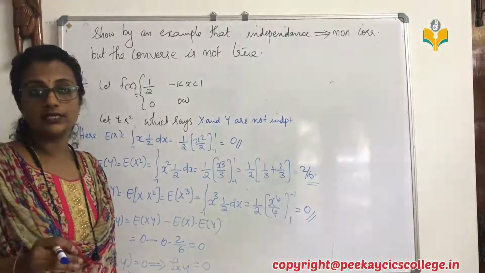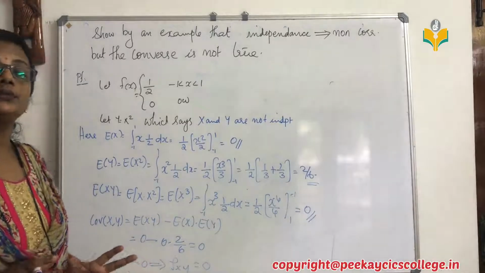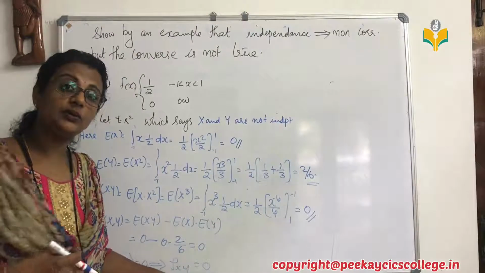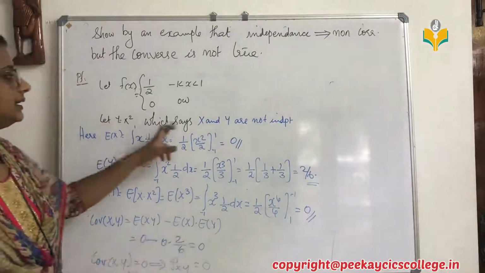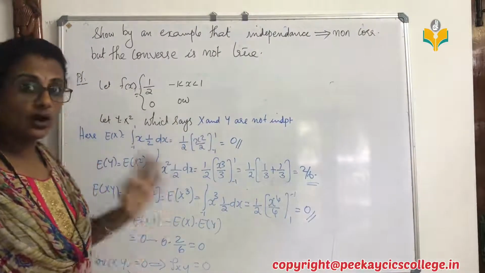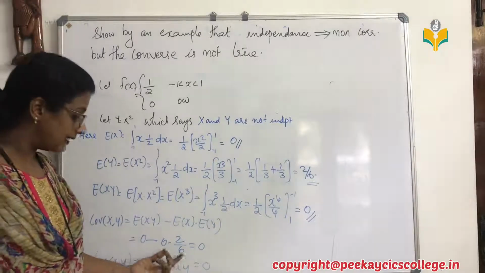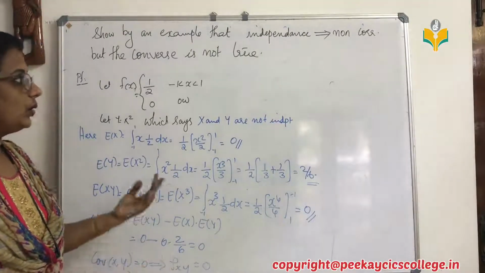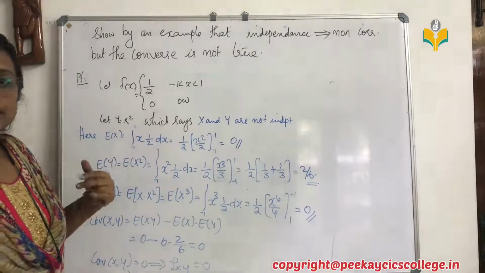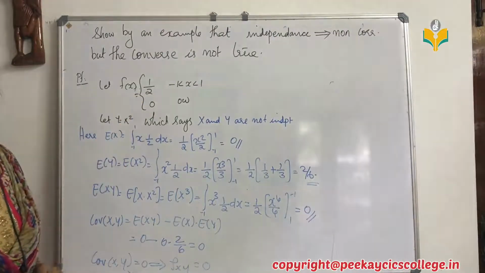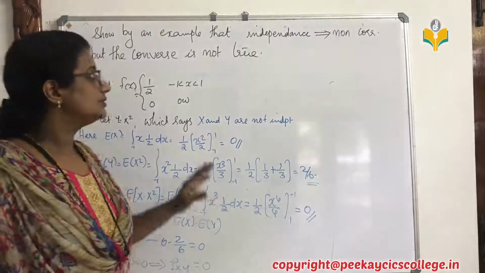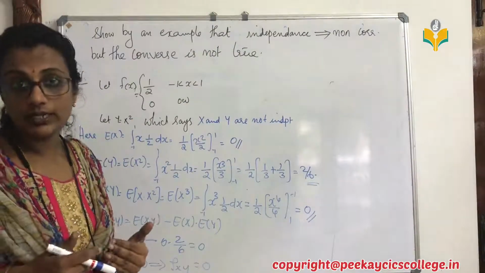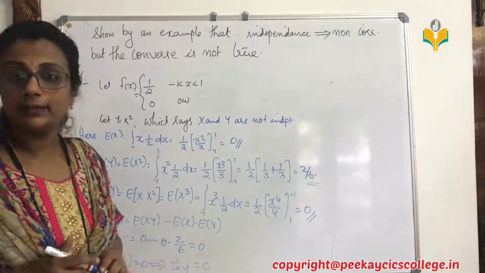We know that if covariance of xy equal to 0, then rho xy must be equal to 0, which means the correlation is equal to 0. Here the variables x and y are not independent, and in this case also we get rho xy equal to 0. Which means that non-correlation need not imply independence always. Clear? So we proved that independence implies non-correlation, but non-correlation need not imply independence always.